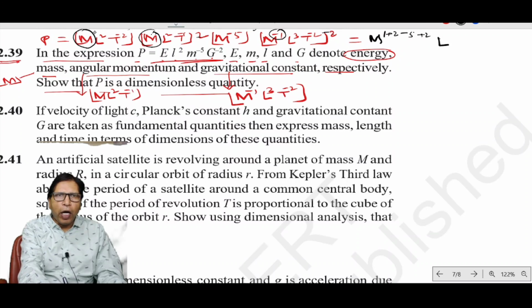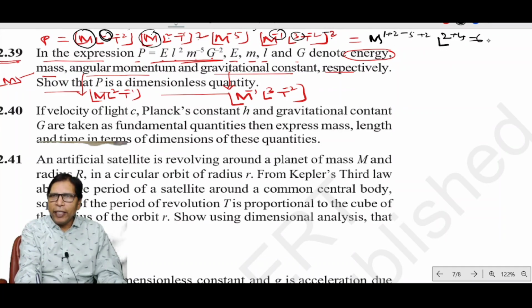Now look at the power of l. Here the power of l is 2. Here the power of l is l square to the power 2, so this is 4. Now it has no l. Here l to the power 3 into square, so this is minus 6. Look at this, 3 minus 2.